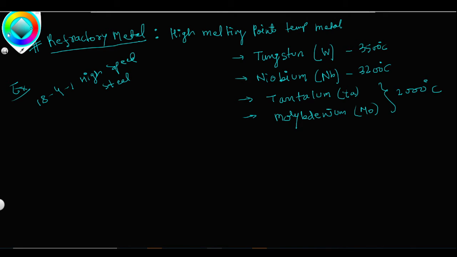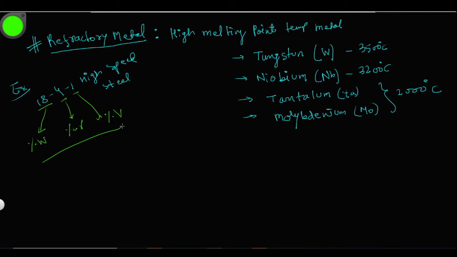So what is 1841? This 18 is percent of tungsten, this 4 is percent of chromium in this steel, and this one is the percent of vanadium in this steel. So 1841 high speed steel. Okay, now we'll see hardness.